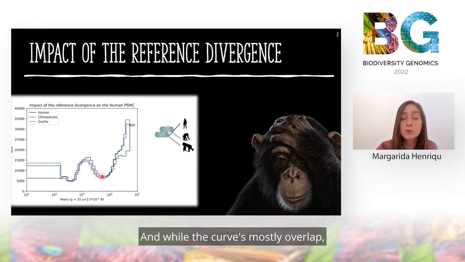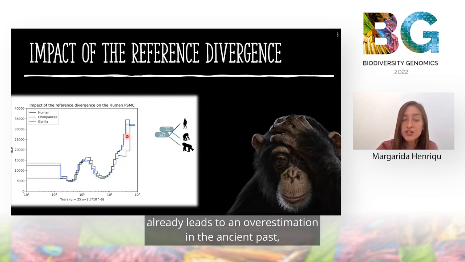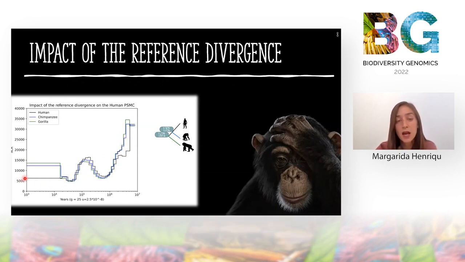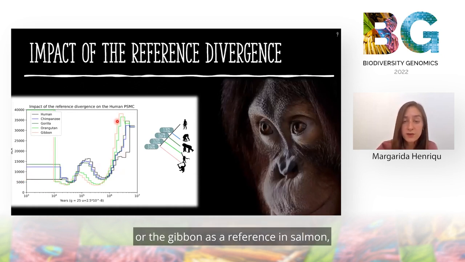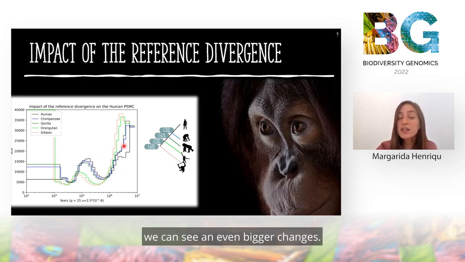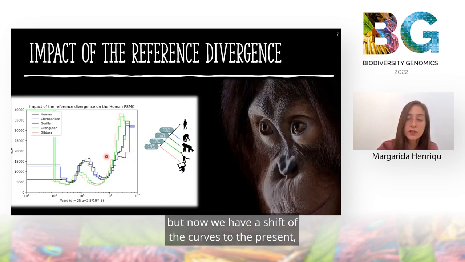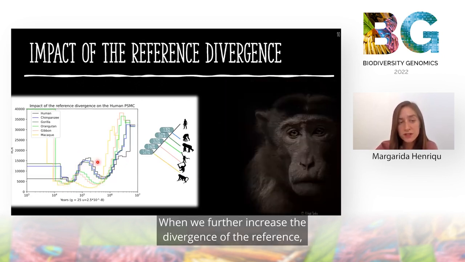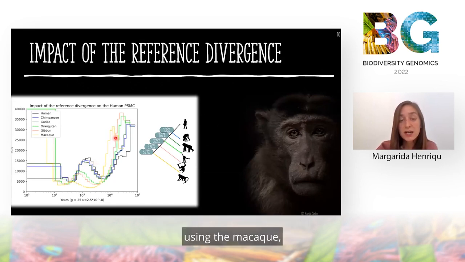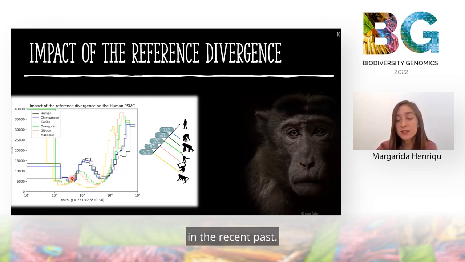On the right, you can see the divergences estimated for these species using MASH. And while the curves mostly overlap, even using a reference that diverged less than 2% already leads to an overestimation in the ancient past and in the more recent past. When we increase the divergence and use the orangutan as a reference in green or the gibbon as a reference in salmon, we can see even bigger changes. We can see a still overestimation in the ancient past, but now we have a shift of the curves to the present, as well as an underestimation in the more recent past. When we further increase the divergence of the reference using the macaque in yellow, we can see a bigger shift to the present, as well as a flattening of the curve in the recent past.